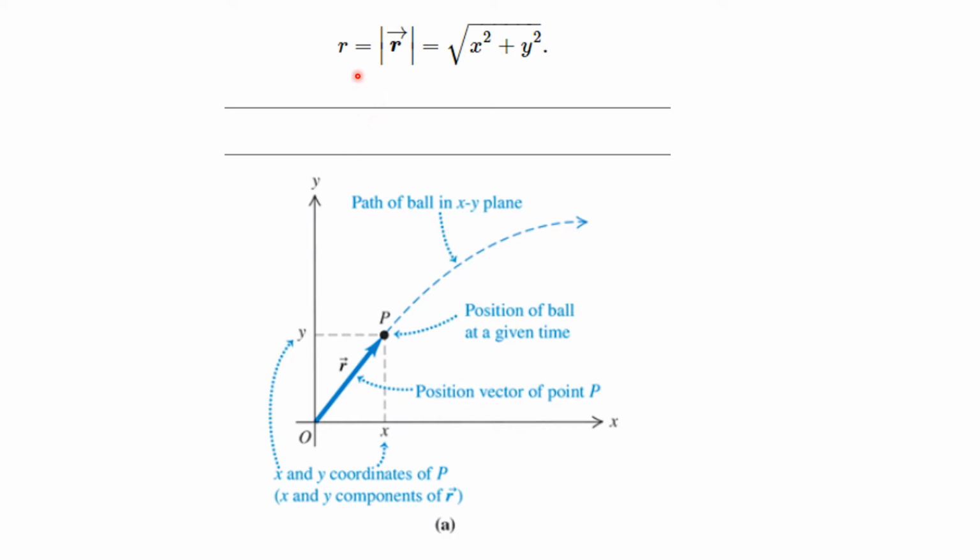As you recall, the magnitude of r is the magnitude of the r vector. We show that with these absolute value symbols, and that's the square root of x squared plus y squared. This is the Pythagorean theorem.